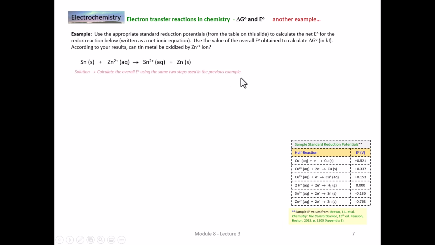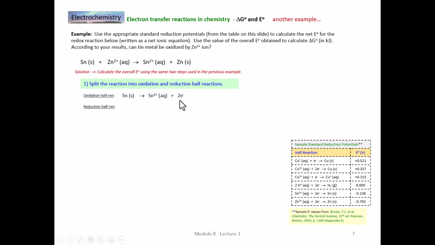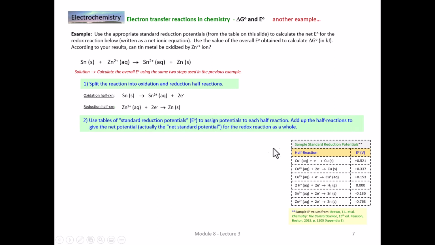So let's calculate the overall potential using the same two steps we did for the previous example. We'll split the reaction into oxidation and reduction half reactions. We say tin is being oxidized, zinc is being reduced, and then we'll use the table of standard reduction potentials to assign potentials to these half reactions. We'll add up the half reactions and the potentials and see what we get.